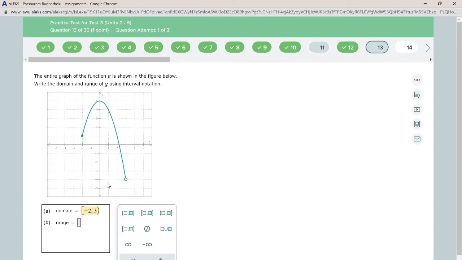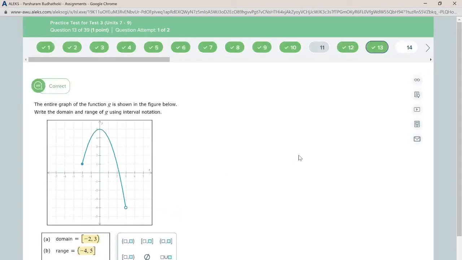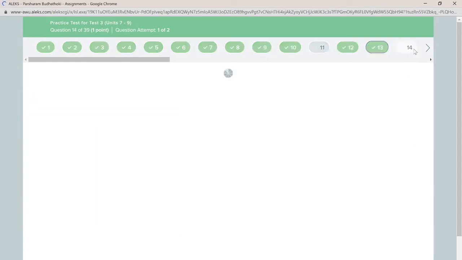The range is, you walk on the y-axis, it starts at -4. Because of this open circle, you do not include negative 4, and then you go up to positive 5. So where is that? This one, negative 4 to positive 5. Okay.